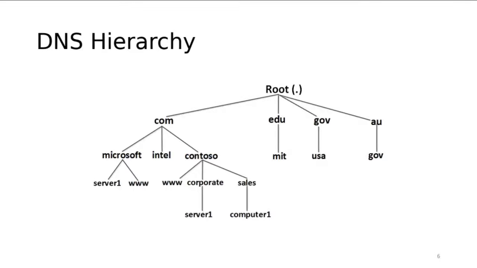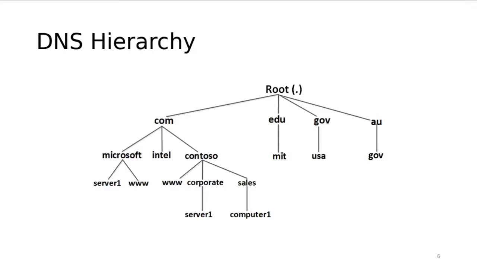DNS is hierarchical. It's using a hierarchy method. So as you can see here, we have computer1.sales.contoso.com. We can have mit.edu, okay?